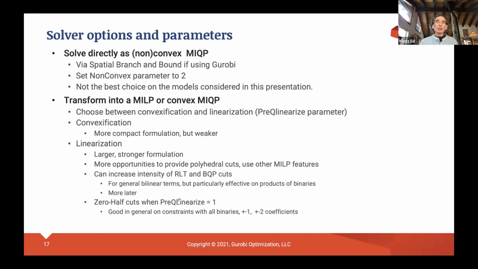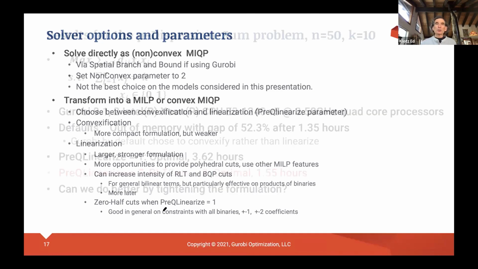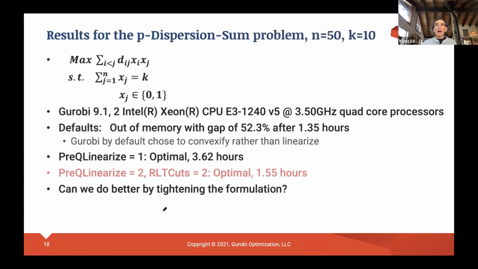And then if we use PreQLinearize set to 1, we are introducing a lot of constraints with plus or minus 1 coefficients, which is a case where aggressive zero-half cuts tend to be very effective. So these are some important parameters to keep in mind in our toolbox when solving these types of problems.